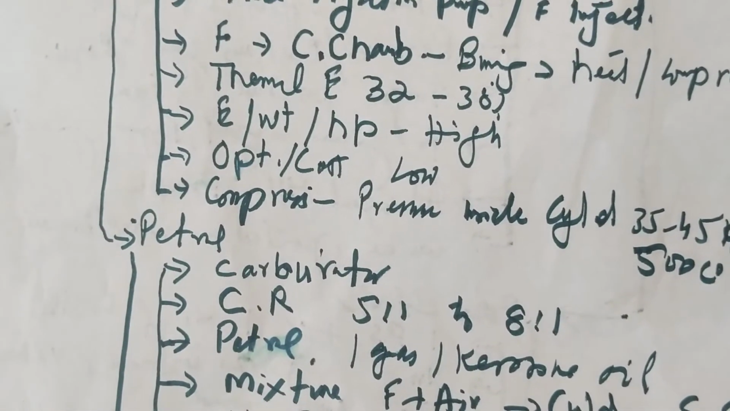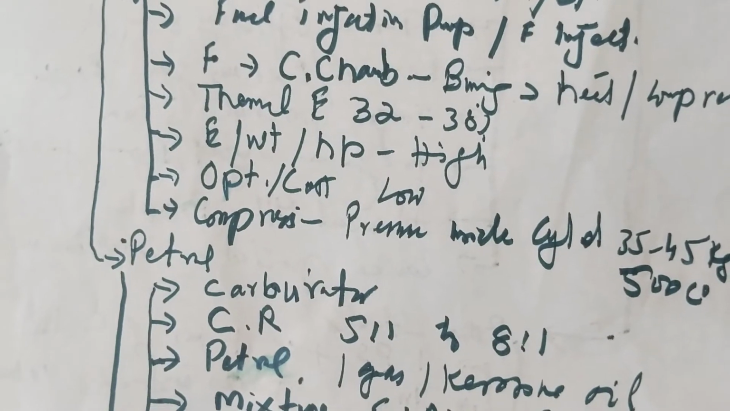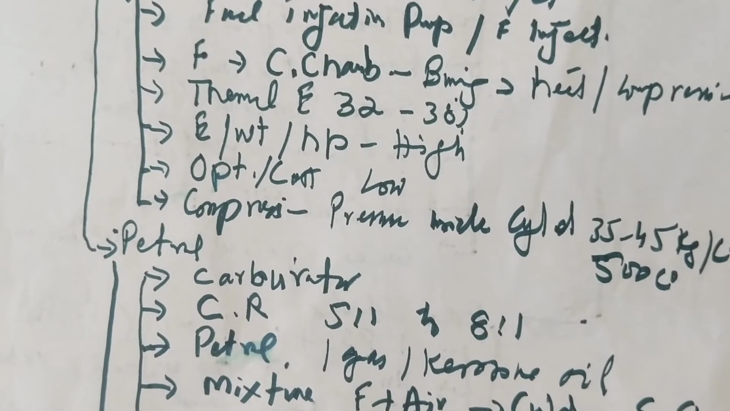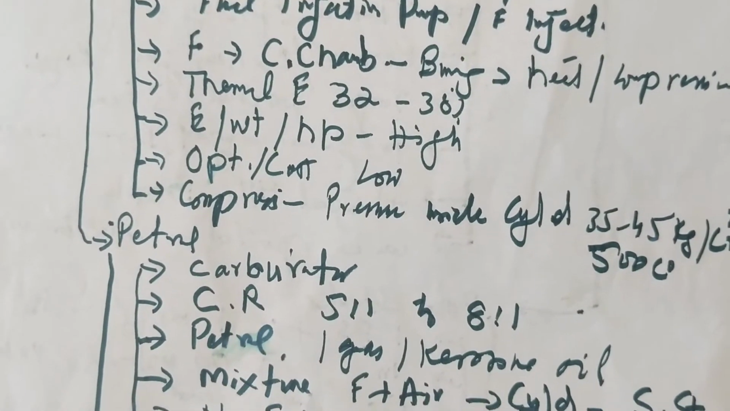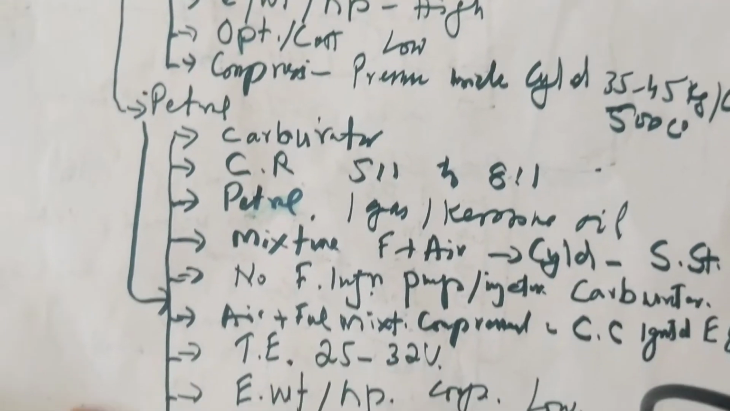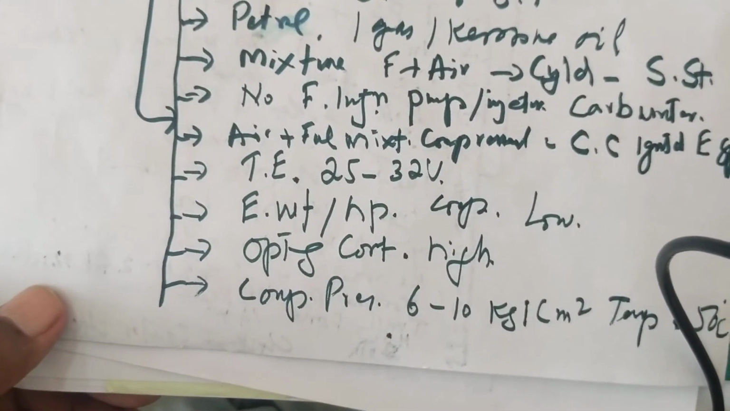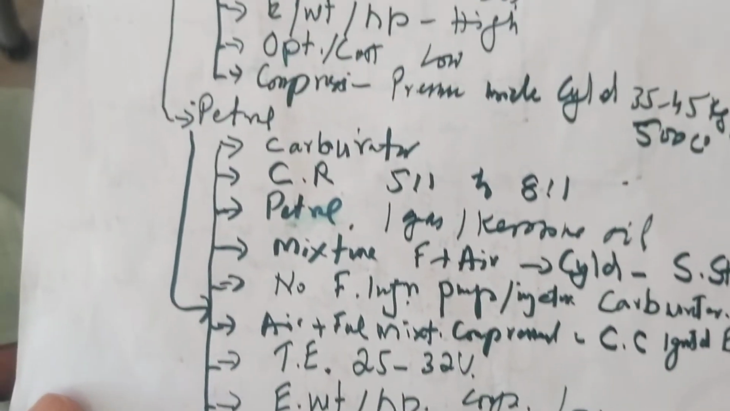Next point, in case of a diesel engine, operating cost is low, whereas in case of a petrol engine, operating cost is high.